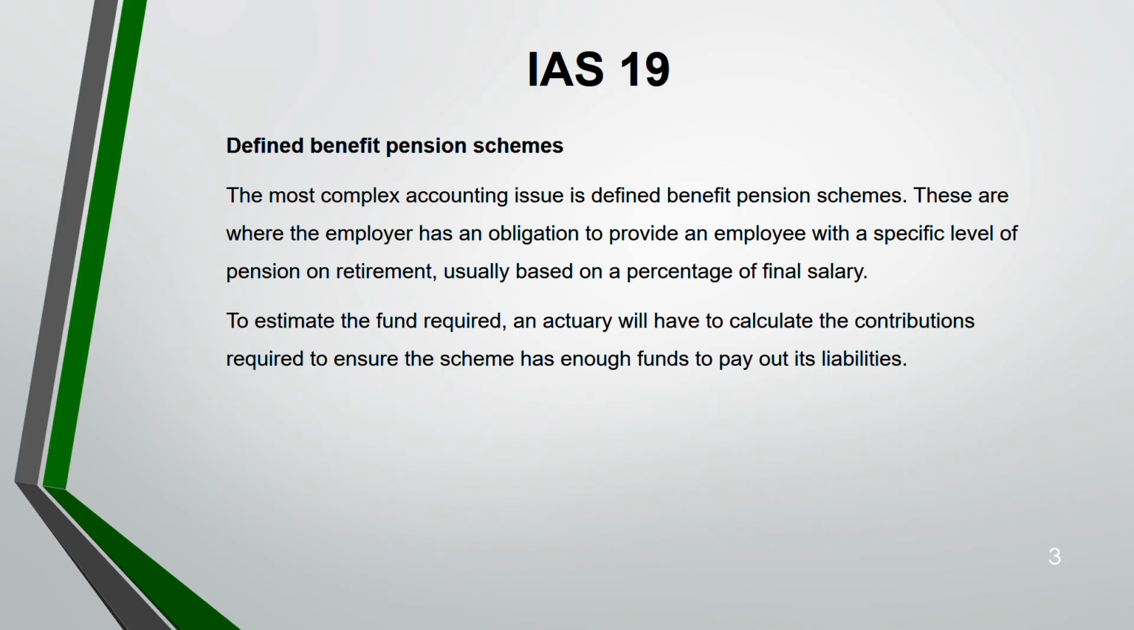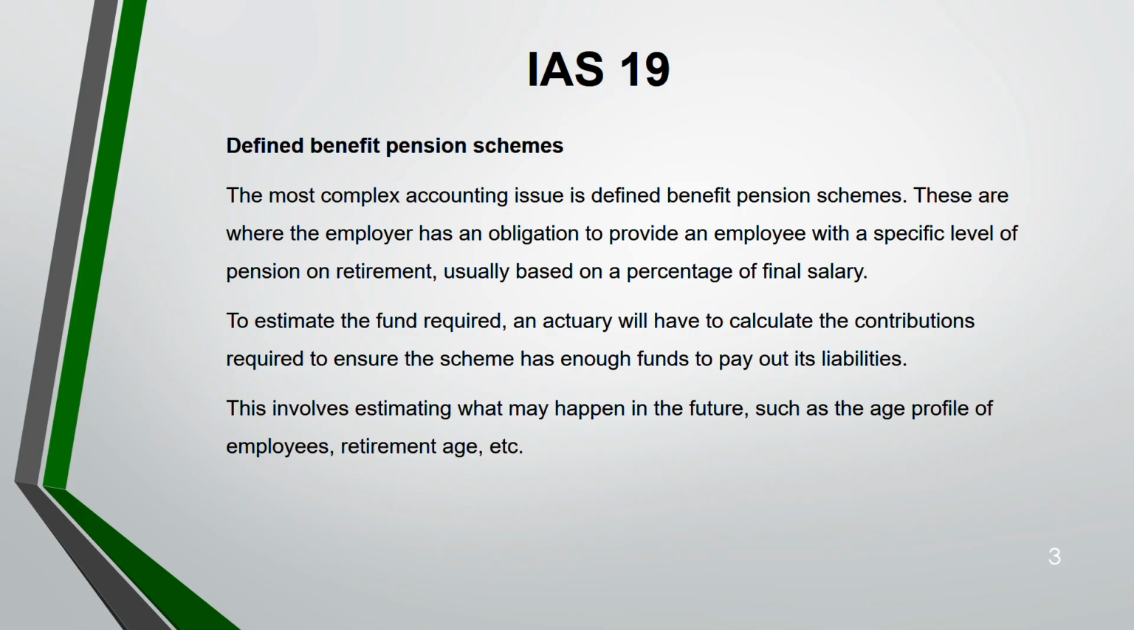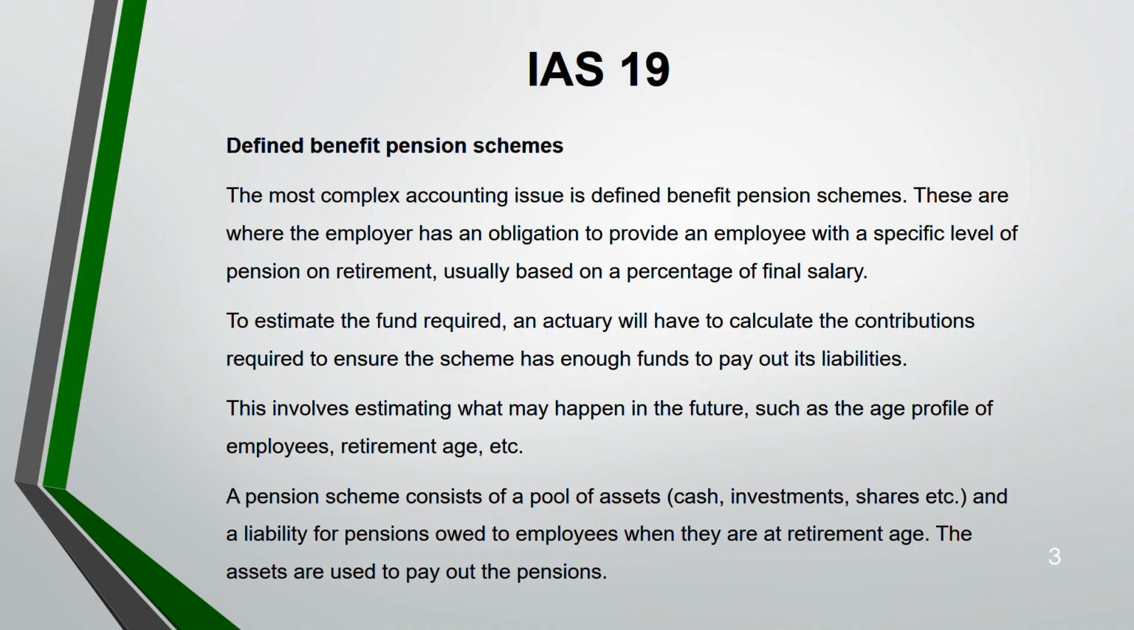To estimate the fund required, an actuary will have to calculate the contribution that is required to ensure that the scheme will have enough funds to pay out its liabilities. This involves estimating what may happen in the future, such as the age profile of employees, retirement age, etc. A pension scheme consists of a pool of assets, could be cash, investments or shares, and a liability for pensions owed to employees when they reach retirement age. So the assets are used to pay out the pension.